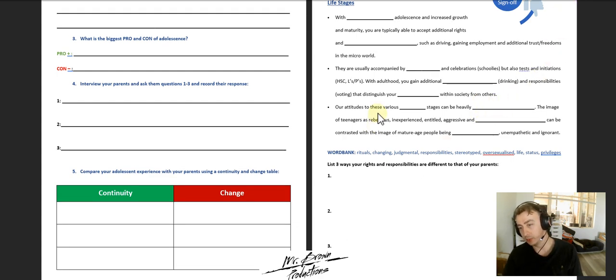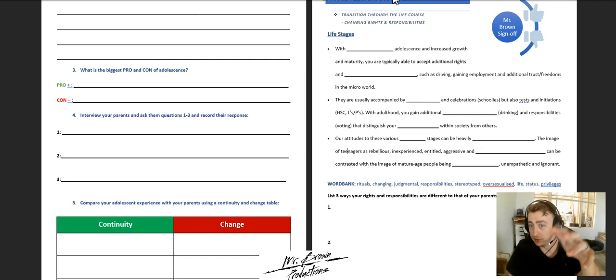However, I think our attitudes when we're talking about those social constructions of these various life stages can be heavily stereotyped. So there's this idea that the image of a teenager is rebellious, inexperienced, entitled, aggressive, and over-sexualized. That can be contrasted again with the stereotypes of the image of mature people or older people being judgmental, unempathetic, or ignorant. And so, again, all of these are very heavily stereotyped. I've met young people who I think are ignorant, unempathetic, and reluctant. And I think I've met mature people who are inexperienced, rebellious, entitled, etc. It's very much down to the individual, but typically these are the stereotypes associated with those varying life stages.